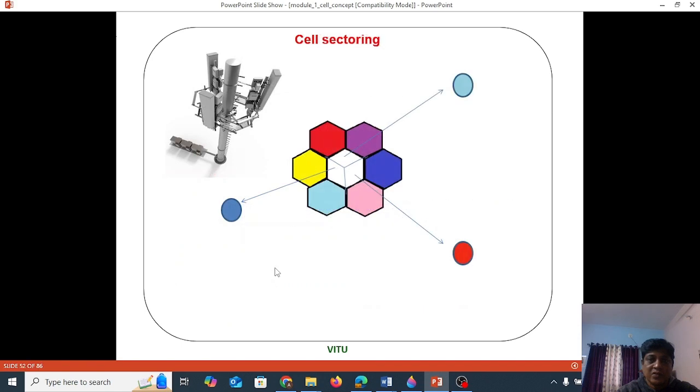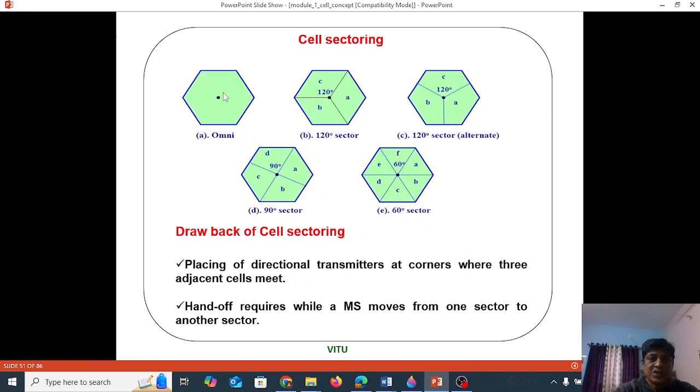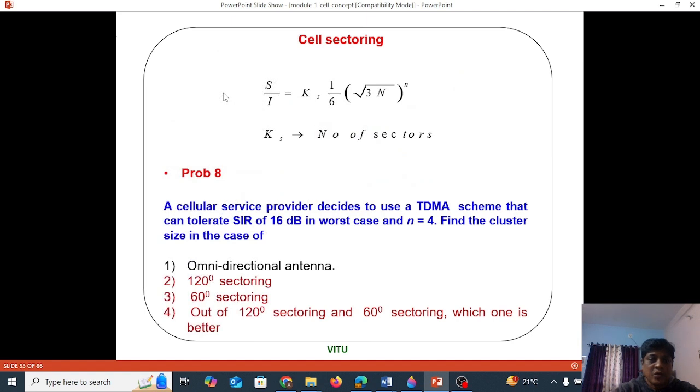First, this one is omnidirectional. Second, 120 degree sectoring means 360 by 120, so 3 sectors are there. From there you have to find that case. Third, 60 degree sectoring, that is when 6 antennas, 6 sectors are there, 6 directional antennas you have to place on the base station. Next you have to give your inference: out of 120 degree sectoring and 60 degree sectoring, which one is better. This is left for your exercise. I will take this problem in the next lecture and discuss the solution as well as the inference.